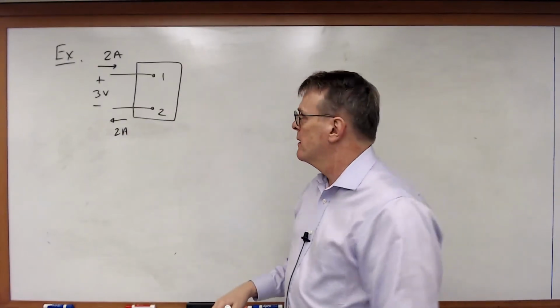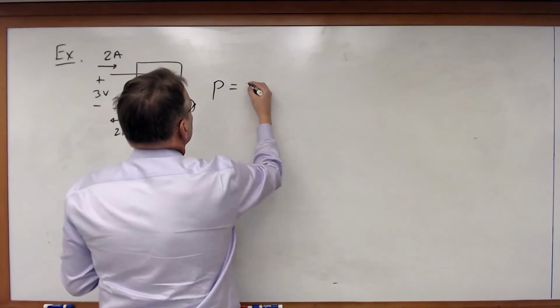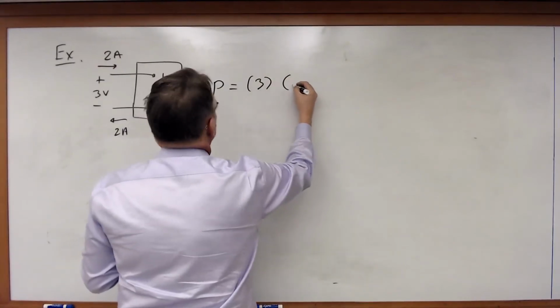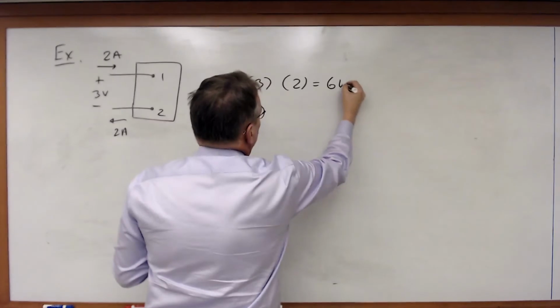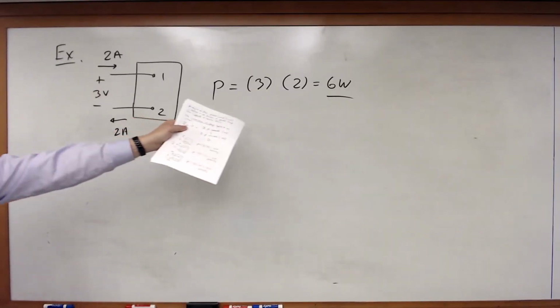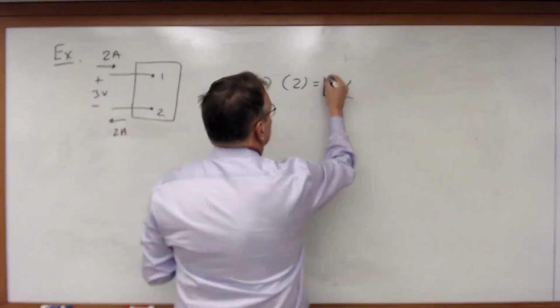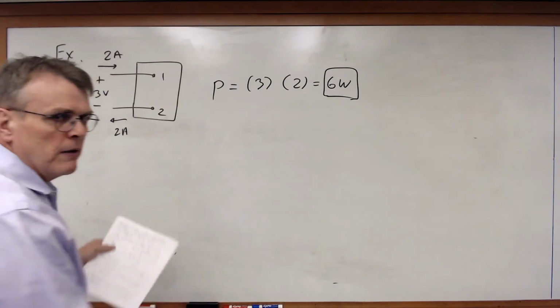What is the power? Well, since I'm already conforming to the passive sign convention, P is equal to 3 times 2, which is equal to 6 watts. So I've got a circuit that is absorbing 6 watts, positive power. Okay, that's an easy one.